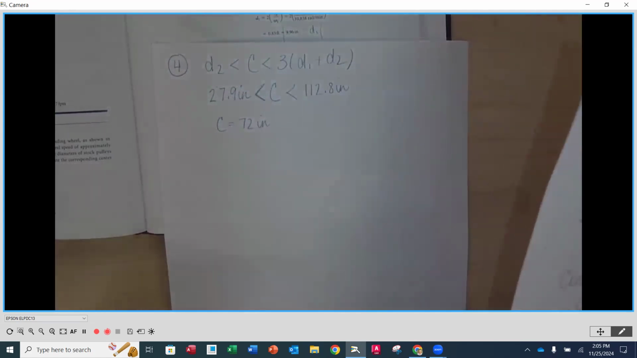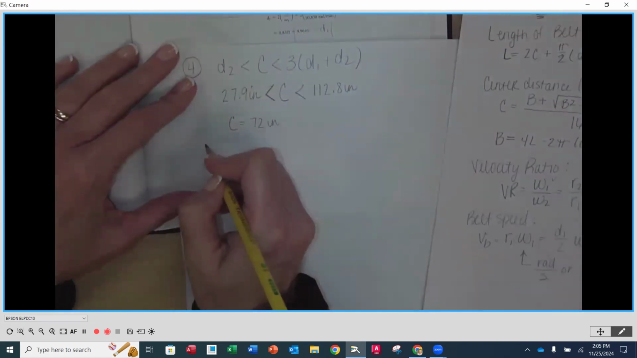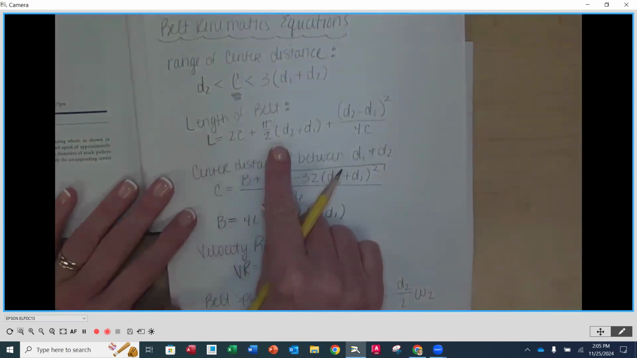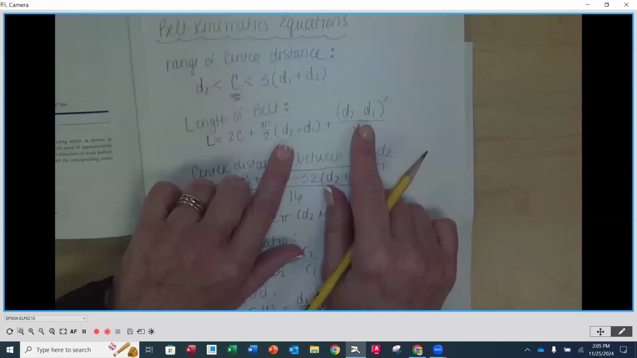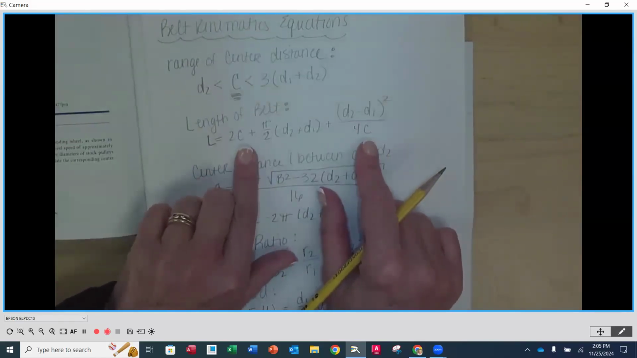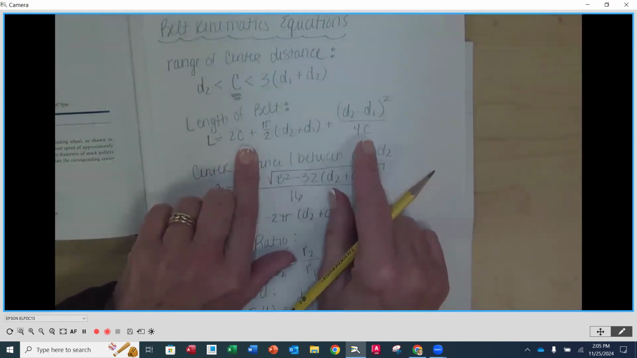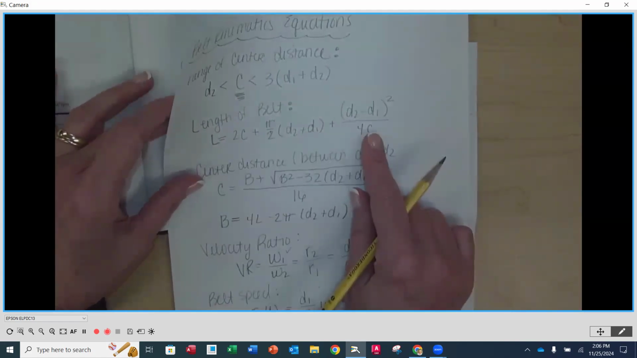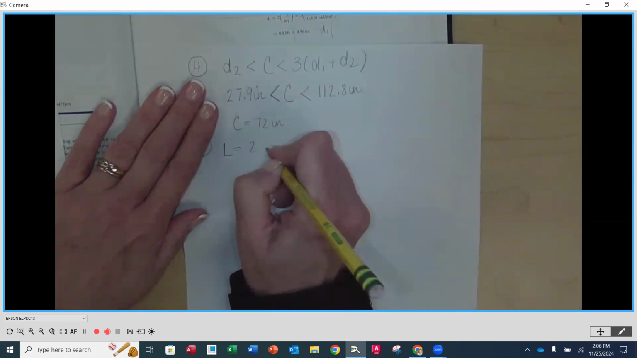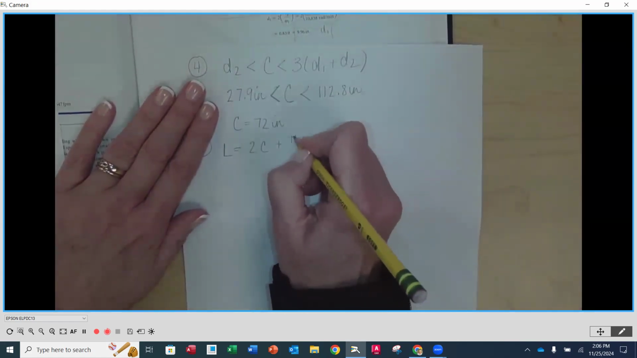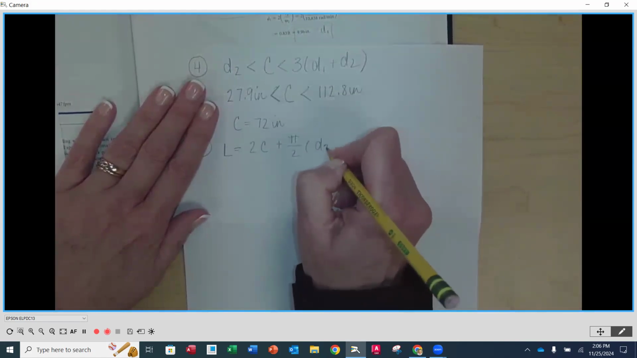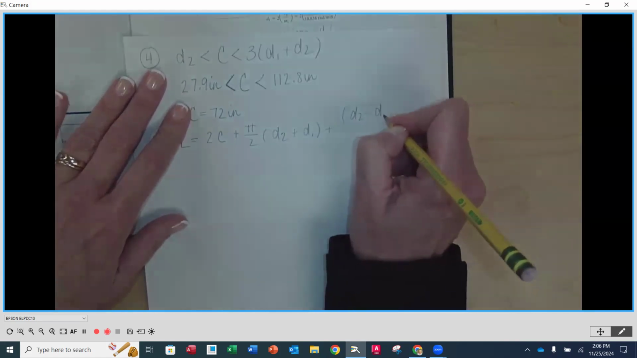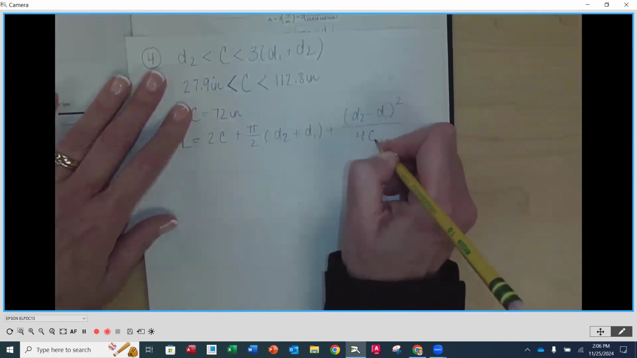Now, we're going to use that center distance to calculate the length. So our L is going to be this equation right here. We've already got our D1s and our D2s, and we've now got a center distance that we want to pick, right around 72. So go ahead and write this equation out and put in your known variables. So this is going to be 2C. Make sure you write it in variable form first. Pi divided by 2, D2 plus D1, plus D2 minus D1. Don't forget to square that quantity on top.